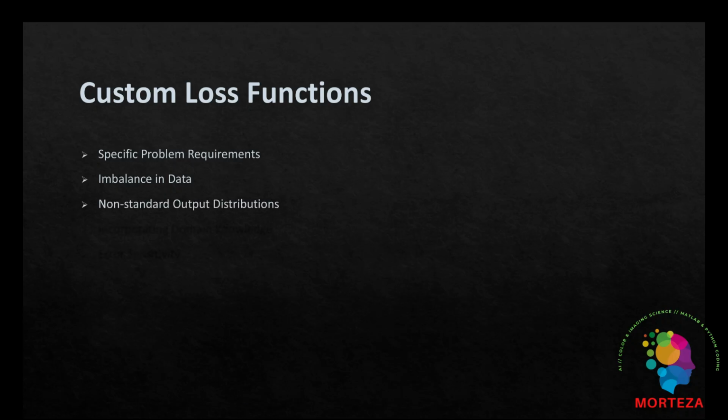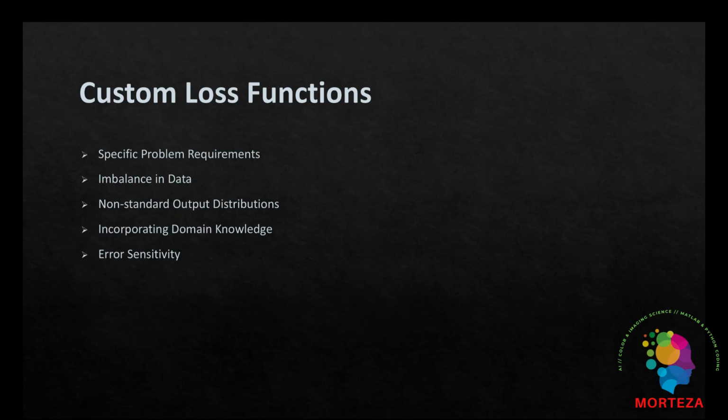Non-standard output distributions. If the output of your neural network doesn't adhere to a standard distribution, a custom loss function might be necessary. Incorporating domain knowledge. Custom loss functions allow you to incorporate domain-specific knowledge, which can significantly improve model performance. Error sensitivity. In some cases, you might want to penalize certain types of errors more or less than others. Custom loss functions allow you to define these penalties explicitly.